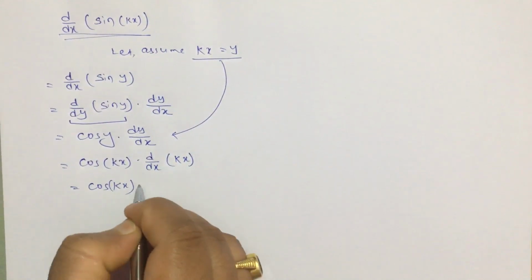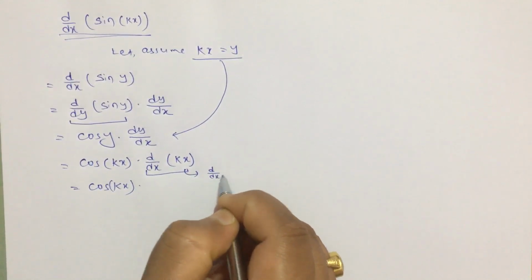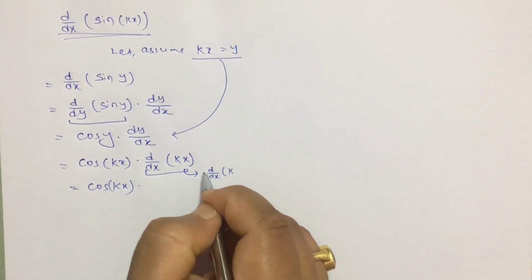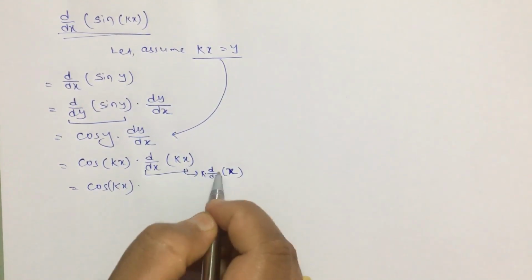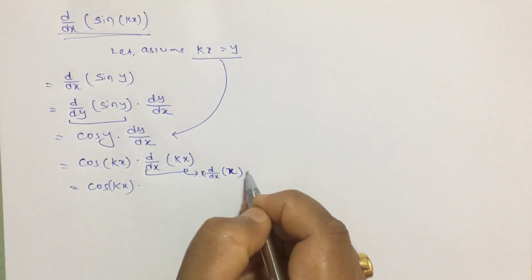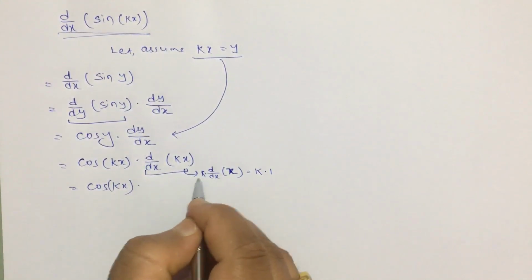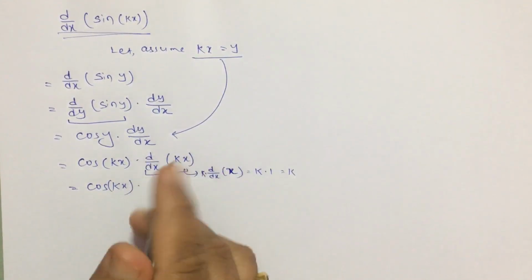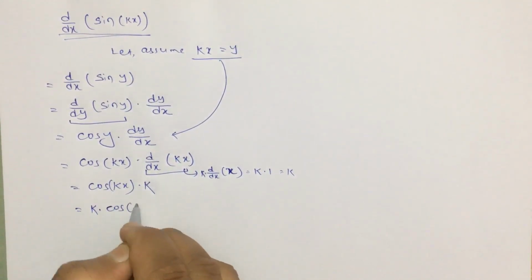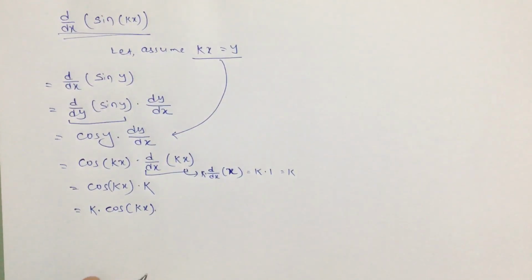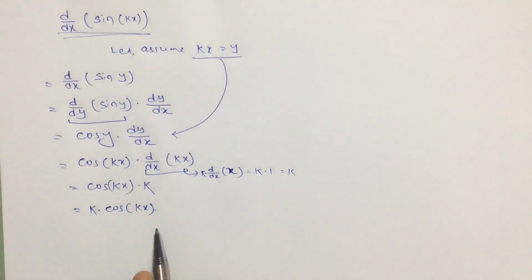So the answer is going to be cos kx into d by dx of kx. Here k is taken out, and d by dx of x is 1, so it is nothing but k into 1. So this answer is k. What is the final answer? It is k into cos kx. Is it clear? So d by dx of sin kx is not cos kx, it is k into cos kx.